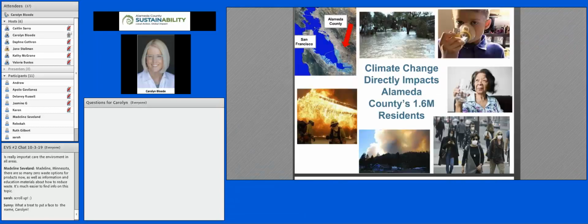So let me get started with why climate action matters to us. It's because climate change directly impacts Alameda County's 1.6 million residents. The light blue on the map in the upper left shows our projected flooding from sea level rise, and that's going to inundate our cities. We're already experiencing flooding from unusual rain. Climate change also means warmer days, making the air quality worse. We have 60,000 children in Alameda County with asthma, and extreme heat is impacting our most vulnerable, and we've also had significant air quality issues around wildfire smoke.